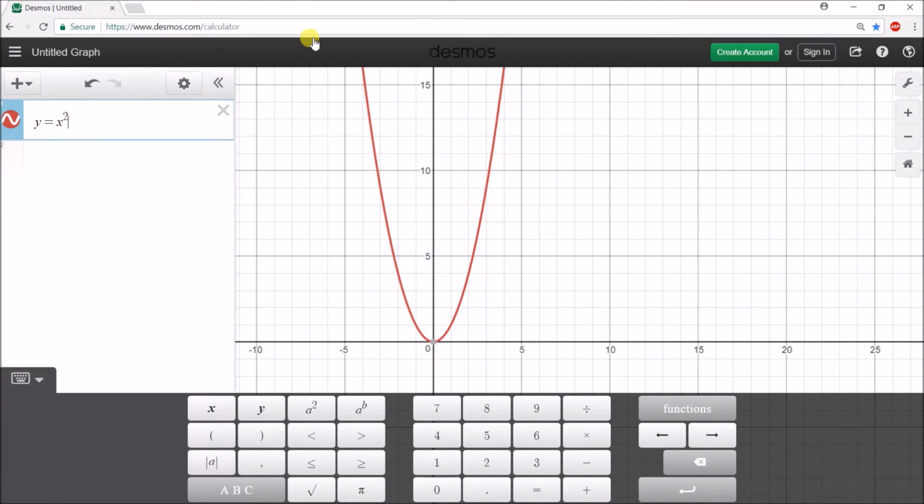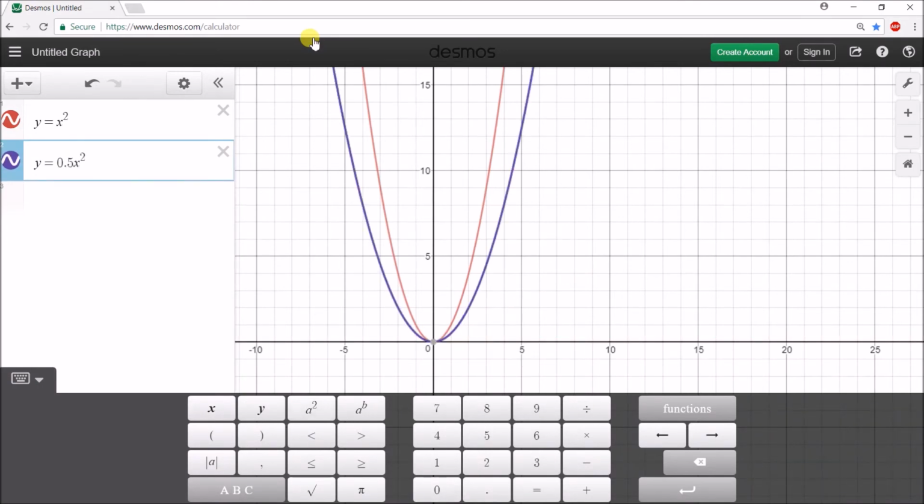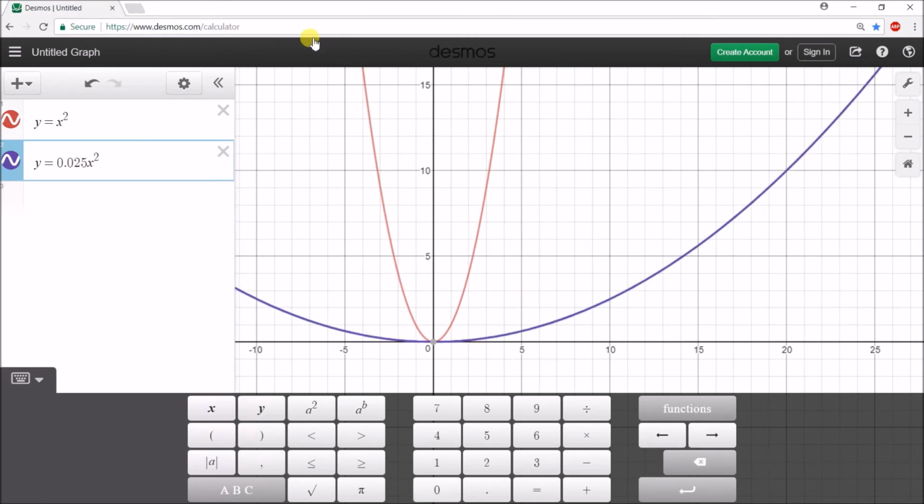So there's our parent function. Now I'm going to graph y equals 1/2 x squared. Well, 1/2 is 0.5, right? There we go. That's the blue curve, see? It's going up slower. What if I did like a quarter instead of 1/2? We would do a quarter, like 0.25. It goes slower, right? Now, what if I made this number really small? Oh, it's going up very slow.